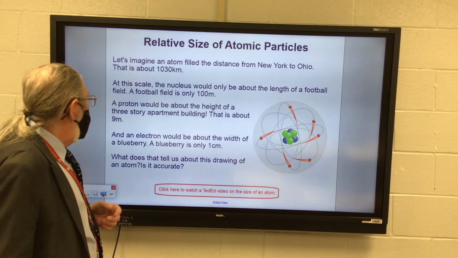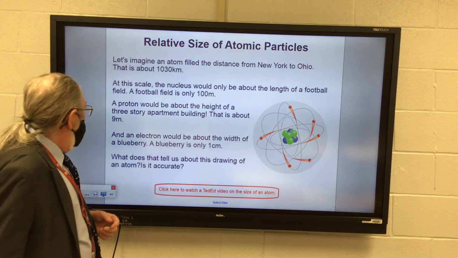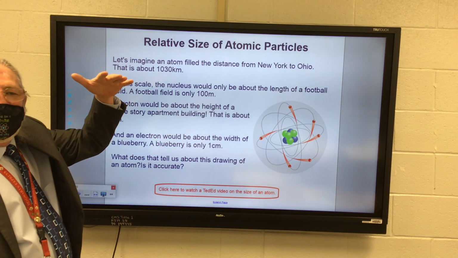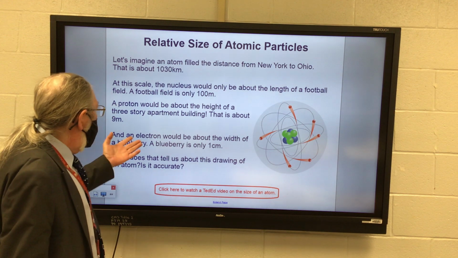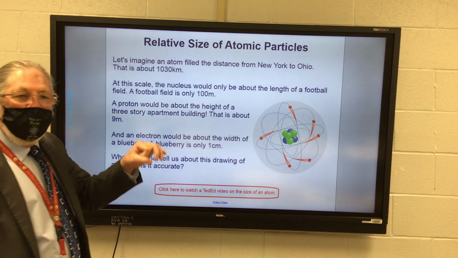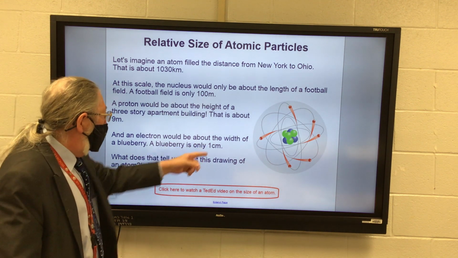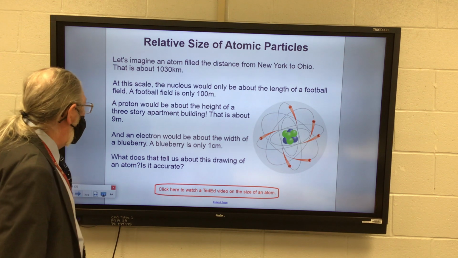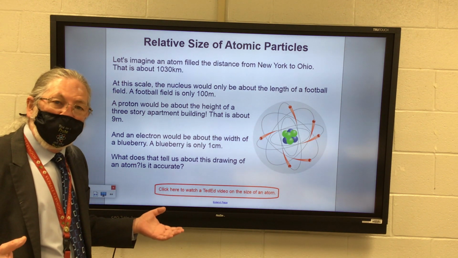So a proton would be about the height of a 3-story apartment building, and that's about 9 meters, about 30 feet or so. So an electron would be about the width of a blueberry, and a blueberry is only 1 centimeter. Woo! So in other words, it's very, very, very small.